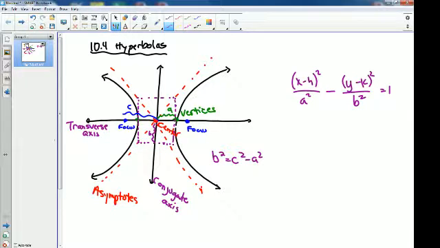So this is a horizontal. What's the equation for vertical? Is the a just going to be the y? Close. y minus something squared over a squared minus something squared.